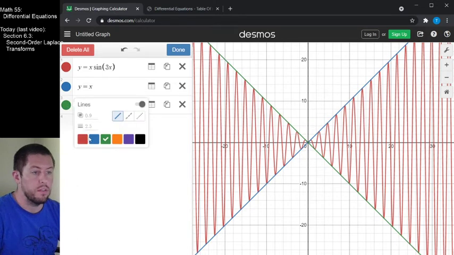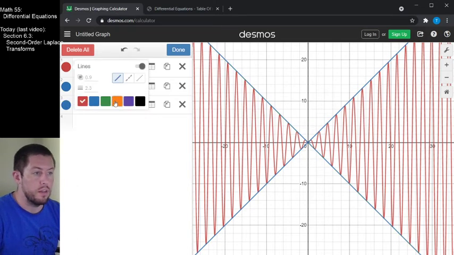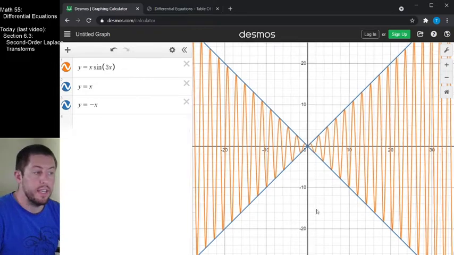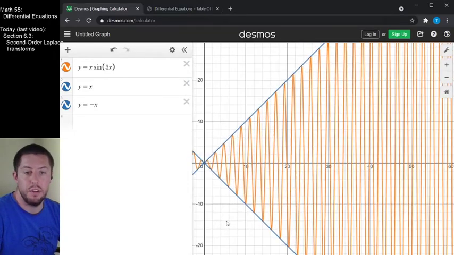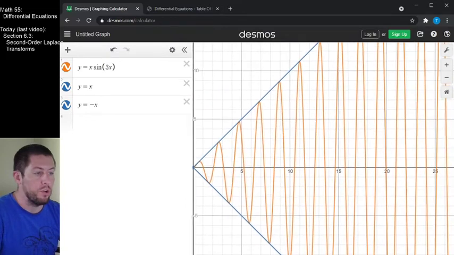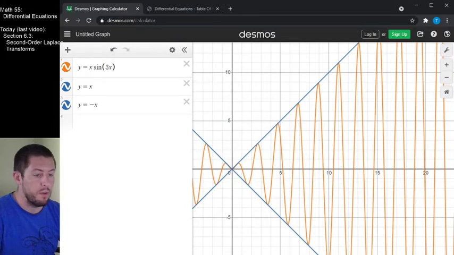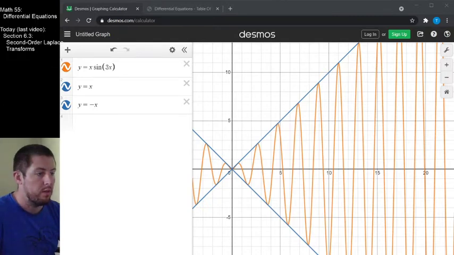Let me just change that also to blue and change this guy to orange. And so this is exactly what we expected to see right there. There is us starting at time 0, and we are seeing our amplitude grow over time right here. So I'm going to go ahead and take a screenshot of this, throw this into our notes here, and I think that's about our last topic here, guys.